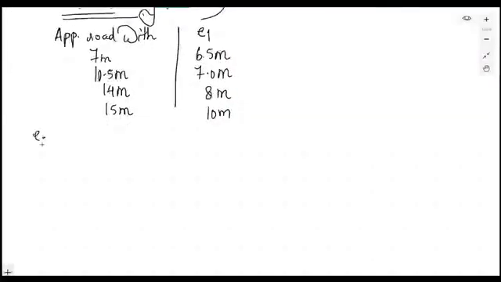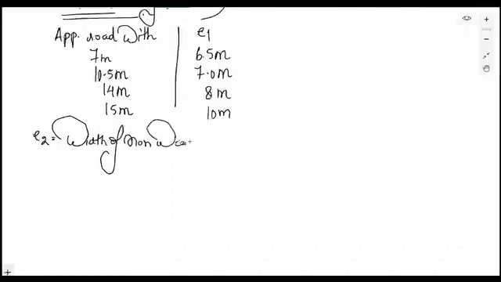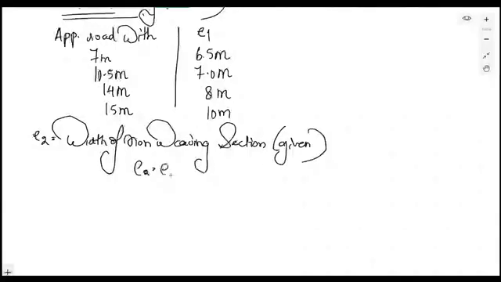E2 is the width of the non-weaving section. This will be given in the question. If it is not given, then you have to consider E2 equal to E1.